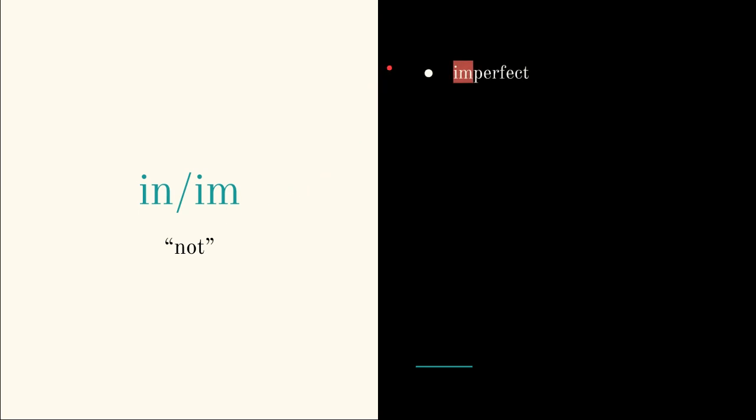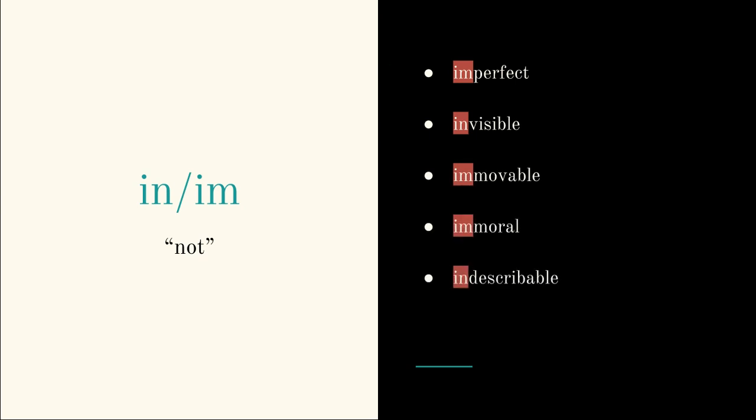So some that we're going to look at are imperfect, invisible, immovable, immoral, indescribable, and inconvenient. This is a nice, easy one to show how prefixes work, because if I replace this in or this im with the word not, it makes perfect sense. So imperfect, I just put in not for this and it means not perfect. Invisible, not visible. Immovable, not movable. Immoral, not moral. Okay, you get the picture, I hope.